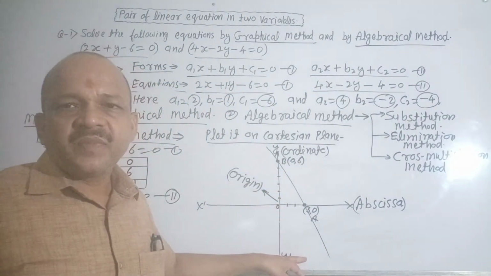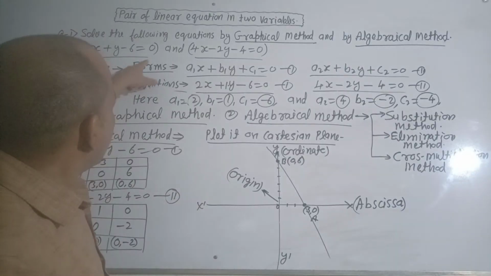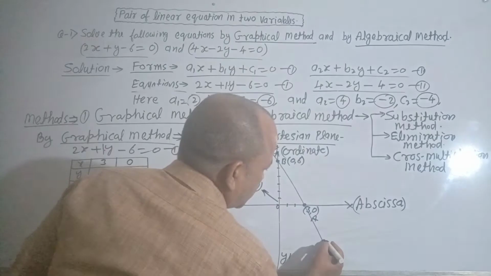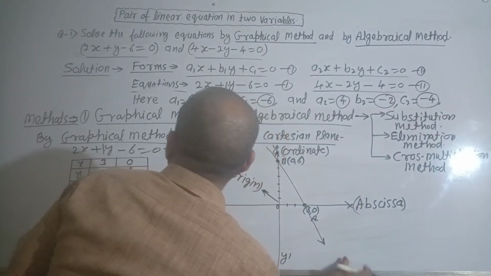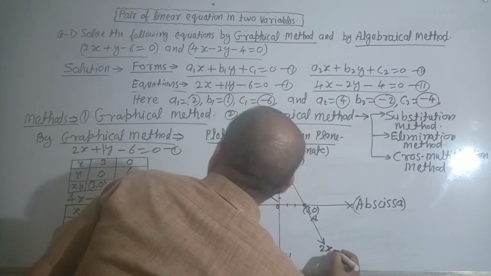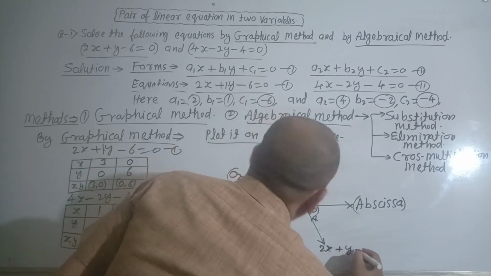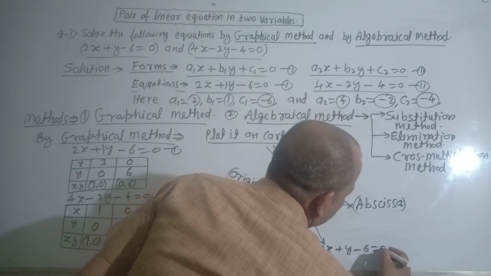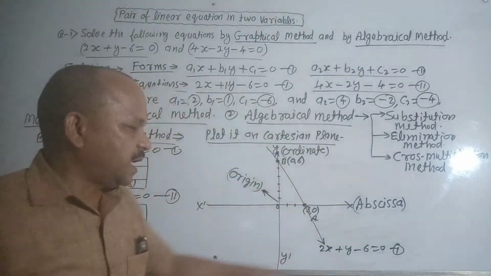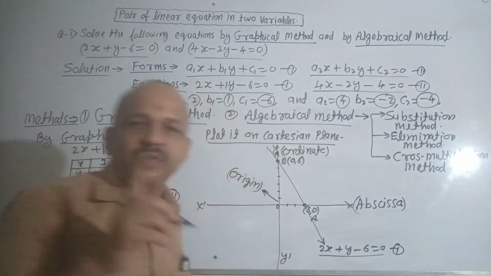Line AB is according to equation first, 2x plus y minus 6 equal to 0. It is according to equation first.